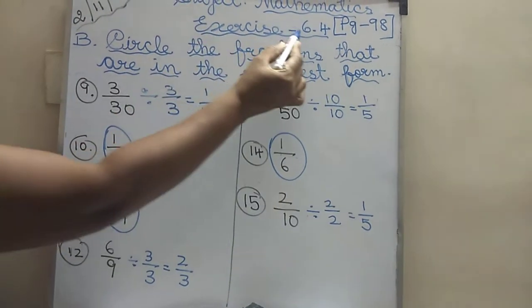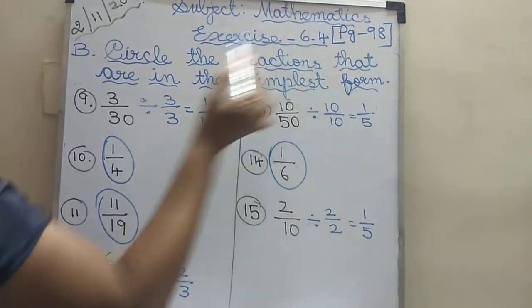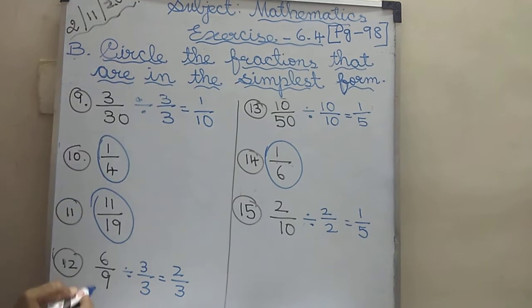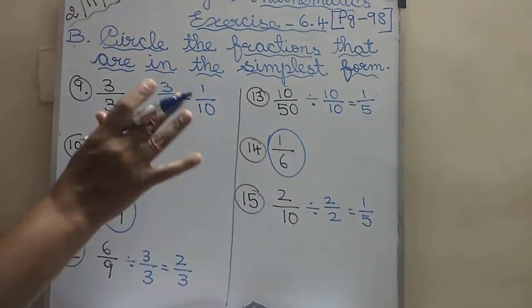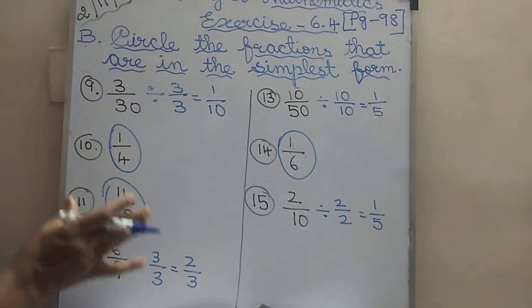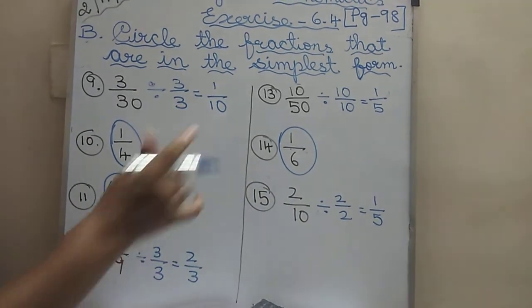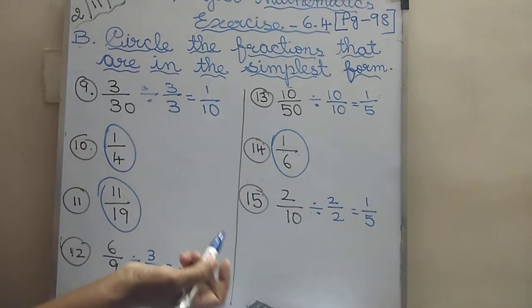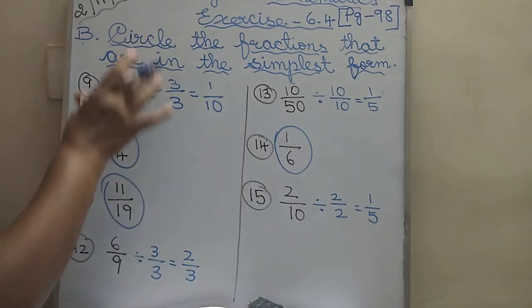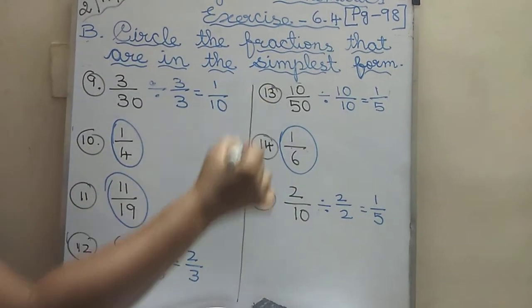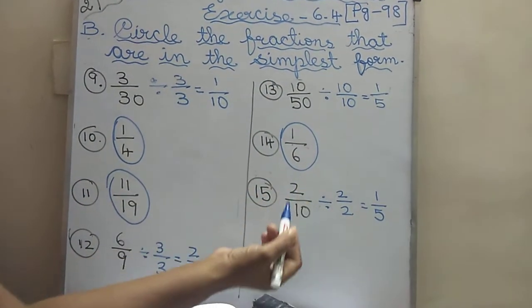Write exercise 6.4, page number 98, and you write B, and you have to start writing like this. Children, write neatly, leave some lines and write neatly. Some of them are simply scribbling like this and writing. It doesn't look nice. So you write like this. You can divide the notebook into 2 and you can write like this one.